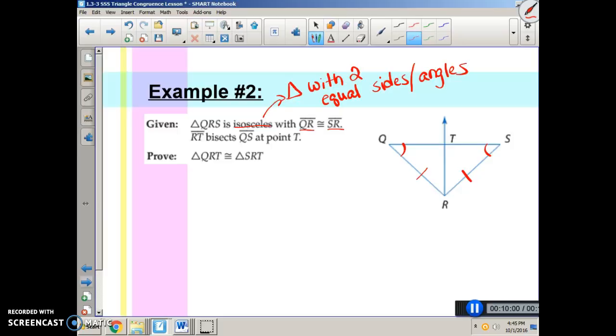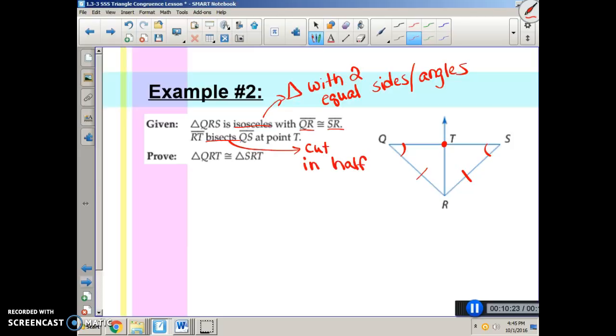All right, and then it also tells us RT bisects. Remember, bisect means to cut in half, 2 equal halves at point T. So T is cutting this line in half. Okay, well, it doesn't tell us what that means. You gotta use your brains and know what that means. This means cut in half.